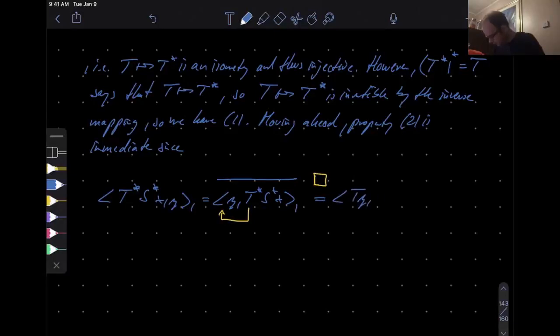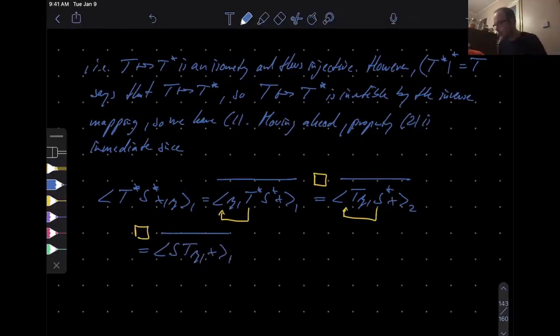So T y, S star x. Now this is in the second space. The bar stays. Now you use the box again. Move this guy over, and you have S T y, x. Now you're back to the first space. There's a bar. Oh, not the first space. This T goes from the first space to the second space, and S goes from the second to the third, right? So there's a third space. Sorry, third space. And now you swap x, T y.